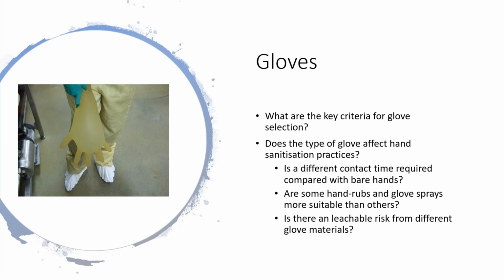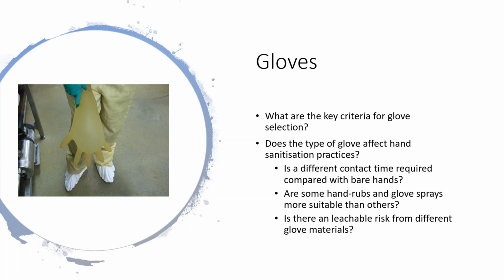Each company should have a rationale or specification in place for glove selection, and this should outline the key criteria for glove selection. So you need to consider in such a document, does the type of glove affect my hand sanitisation practices? Is a different contact time required for the gloves in comparison with bare hands? So this is where you may have written down that you need to sanitise for 30 seconds, but is 30 seconds still appropriate? Does that need to be increased to 60 seconds, for example?